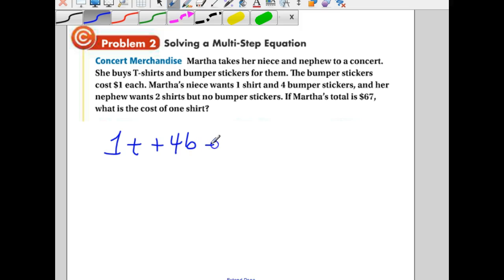And her nephew wants 2 t-shirts and no bumper stickers. You don't have to write this part, 0B, or you can. Total should be 67. So I'm starting off so you understand how to change that paragraph into an expression.